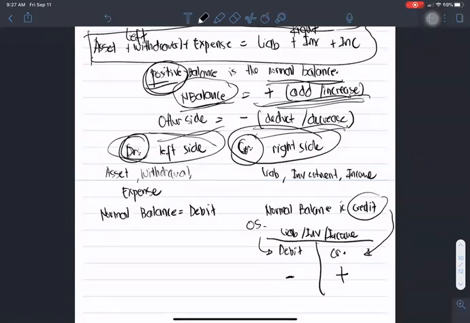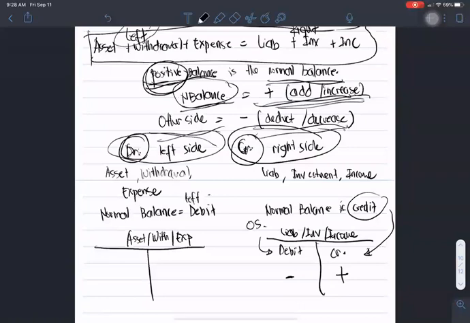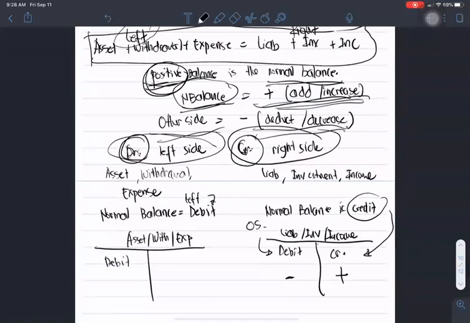We go now to your asset, withdrawal, or expense. What is the normal balance? The normal balance is the positive balance. Nasaan siya positive? Nasa left. So since it is on the left, the normal balance is debit. If that is the normal balance, anong effect niyan? Add or increase. So if you want to add asset, withdrawal, or expense, you debit it. But the other side is credit. What is the effect on the other side? Deduct or decrease. So if you want to deduct asset, withdrawal, or expense, you credit it.